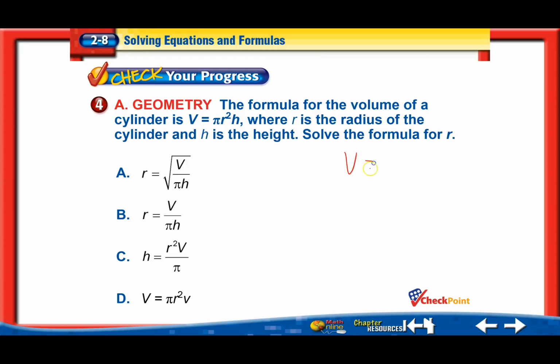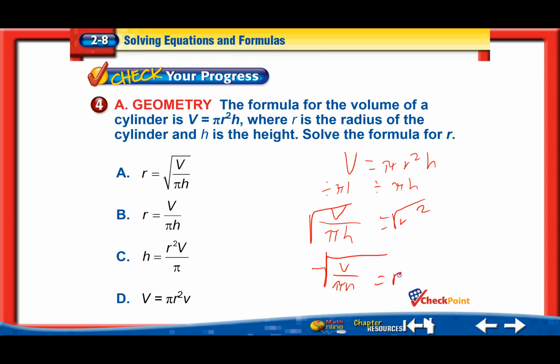All right, so V equals pi r squared h. First we have to take pi and h over. So we're going to divide by pi h on both sides. That gives me V over pi h equals r squared. The inverse of squared is square root. So square root both sides. That gives me the square root of V over pi h equals r. Look at that. Moving along.